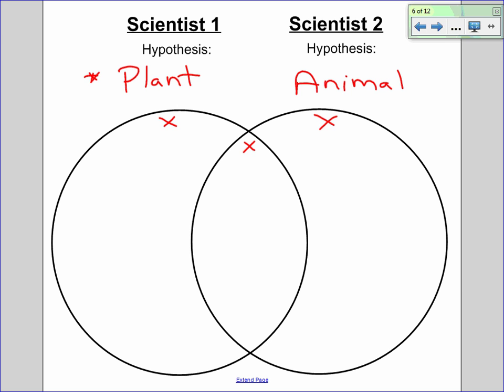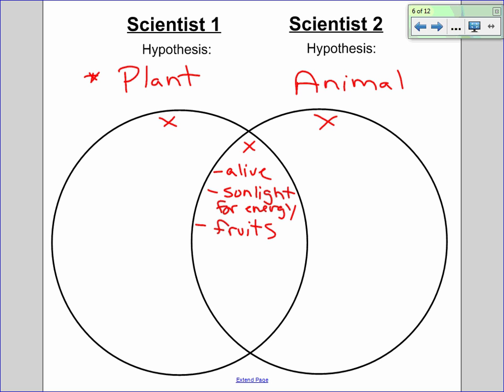Good. It's alive. Good. Uses the sunlight for energy. Excellent. It does use sunlight for energy. Nice. Excellent. It has some kind of fruits that appear. Good. So we have it's alive, it uses sunlight for energy, and that it has fruits.